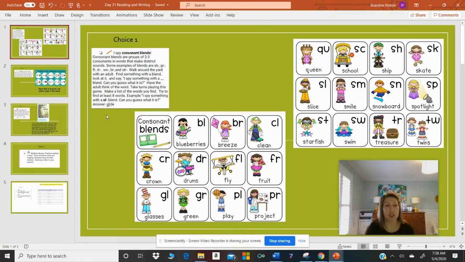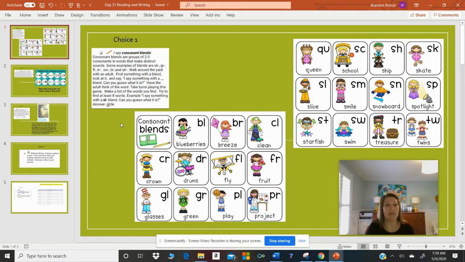Consonant blends are groups of 2 to 3 consonants in words that make distinct sounds. Some examples of blends are SK, GR, FL, TR, SW, BR, and STR. Walk around the yard with an adult, find something with a blend, look at it, and say, I spy something with a blank blend. Can you guess what it is?